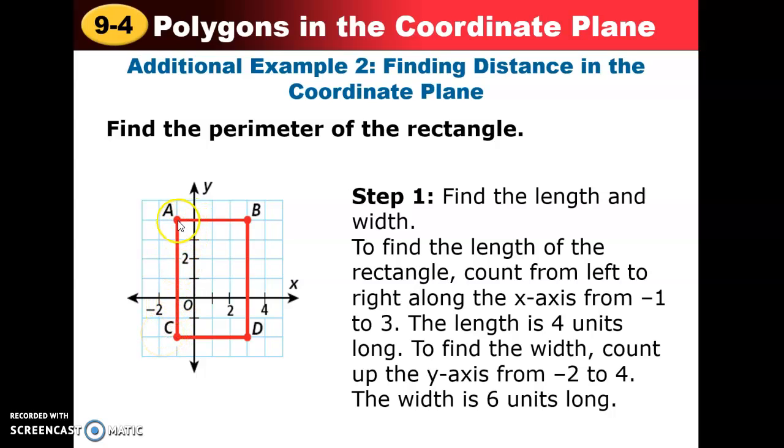So if you count, you'll find the length. Going from A to B, we go 1, 2, 3, 4 spots. So our length is going to be 4. So this line and this line are 4. Okay, width, we're also going to count from B to D. 1, 2, 3, 4, 5, 6. Okay, so 6 and 6.